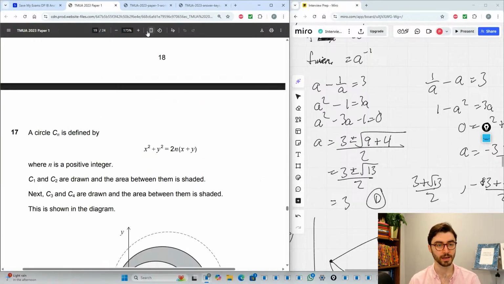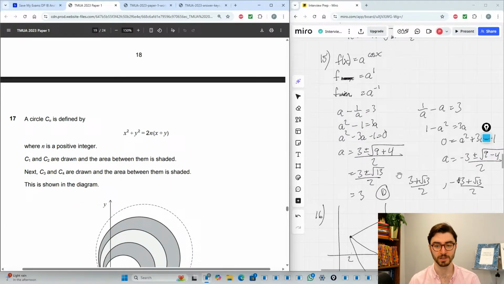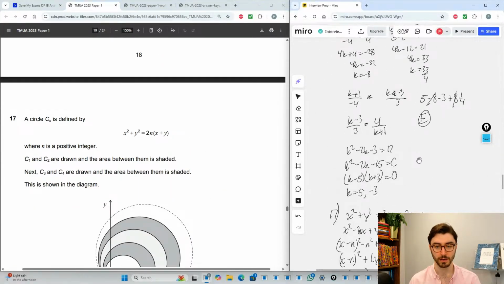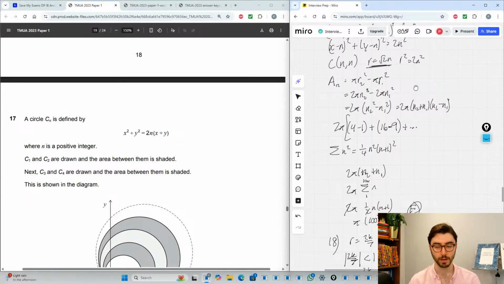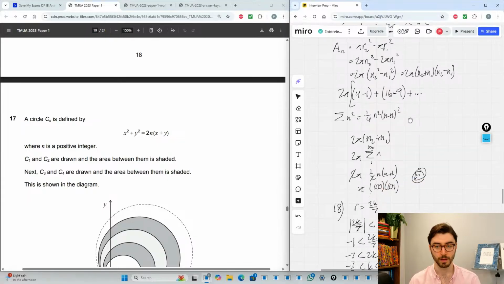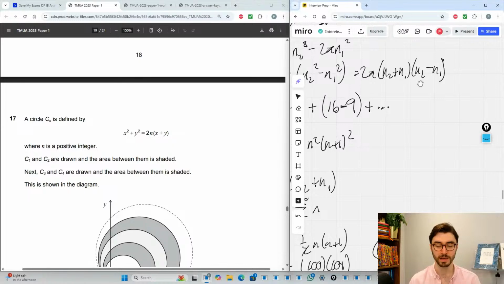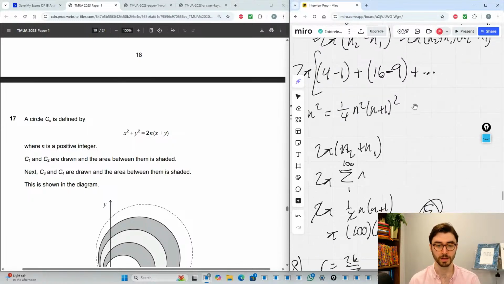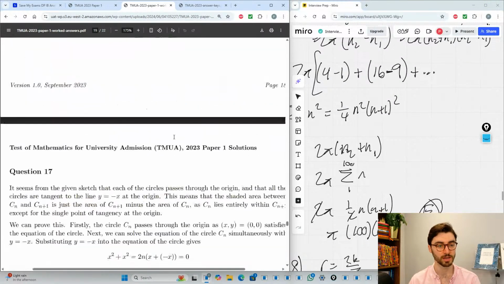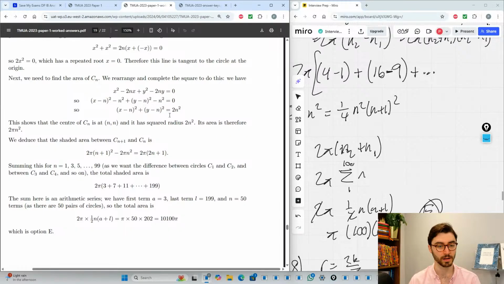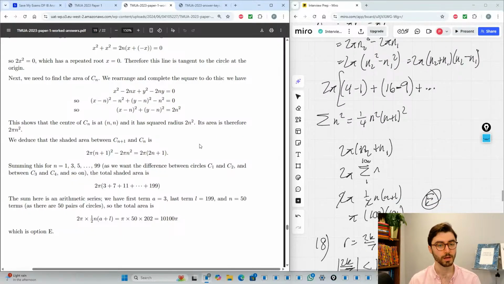Here, again, this was tough until I spotted the trick of completing the square on that, because they're consecutive, n2 minus n1 is always equal to 1. So it really was just the sum from 1 to 100 there. Is that what they did?